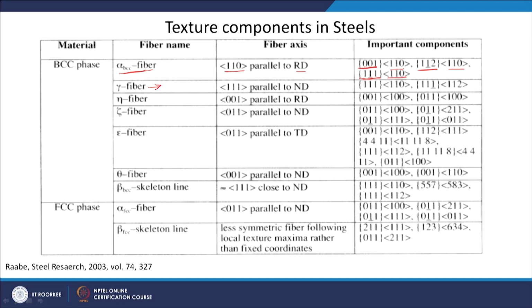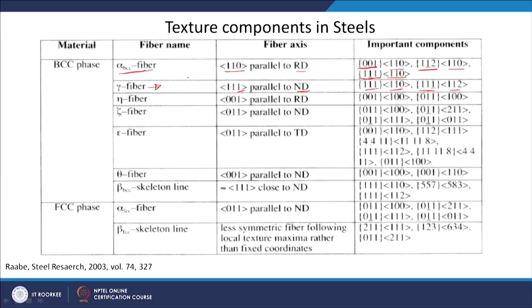There is another very important fiber, which is called the gamma fiber. In this case the 111 direction is parallel to ND. Again you can see the components: 111 with 110, another 111 with 112. That means right now we are not specifying the direction in this case, so it can be either plane or direction. In the case of cubic material, the direction and the normal to a plane with the same index will always be parallel, so it does not matter whether we differentiate in terms of plane or direction.